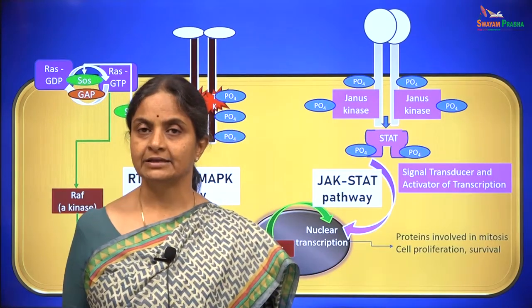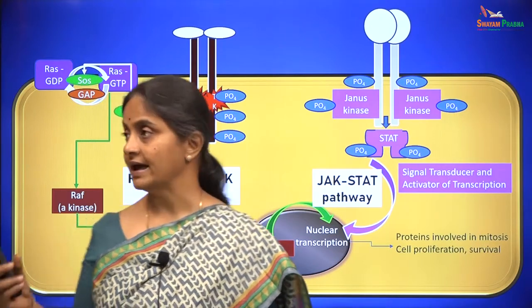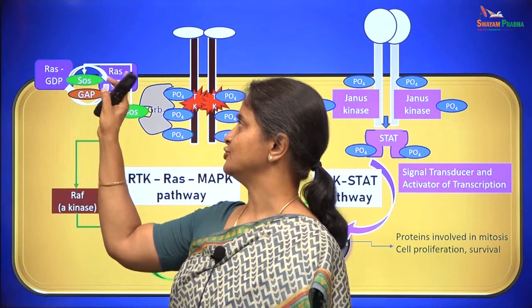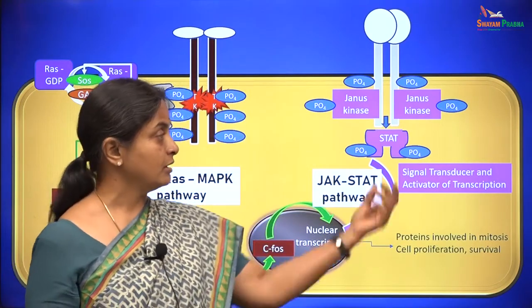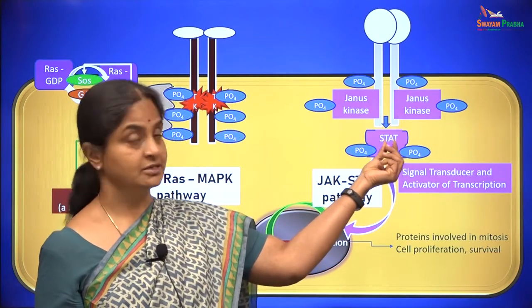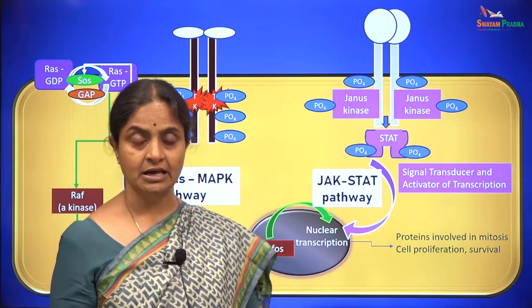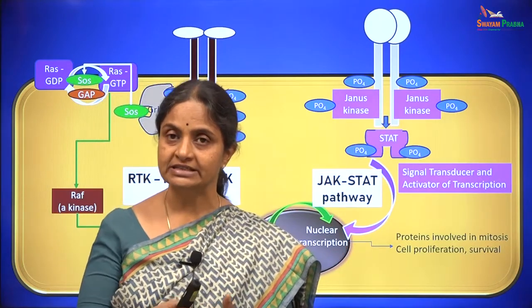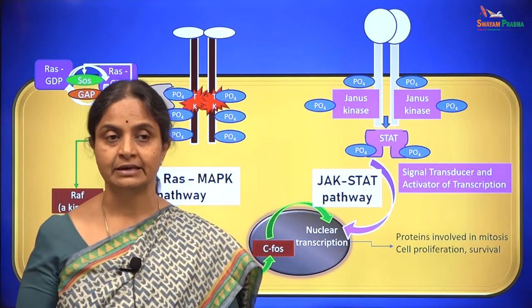How have scientists been able to make such categorical statements that there's SOS which causes RAS-GDP to form RAS-GTP which activates a RAF kinase, or there is dimerization of STAT when it is activated by the Janus kinase? How are scientists able to make such categorical statements? How do we know these pathways so clearly?